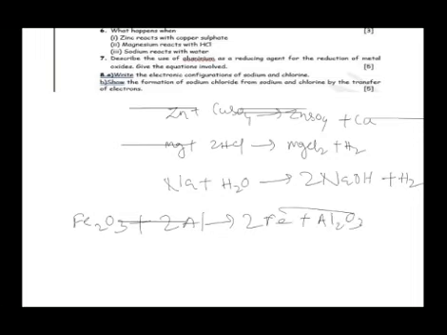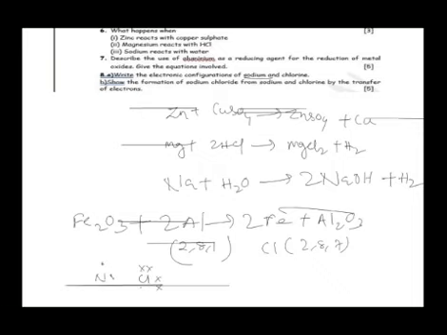What is the electronic configuration of sodium and chlorine? Sodium is 2, 8, 1, and in the case of chlorine it is 2, 8, 7. Now, for the formation of sodium chloride, as you know, sodium will have 1 electron and chlorine will have 7 electrons in its outermost shell, and this 1 electron will go to chlorine.